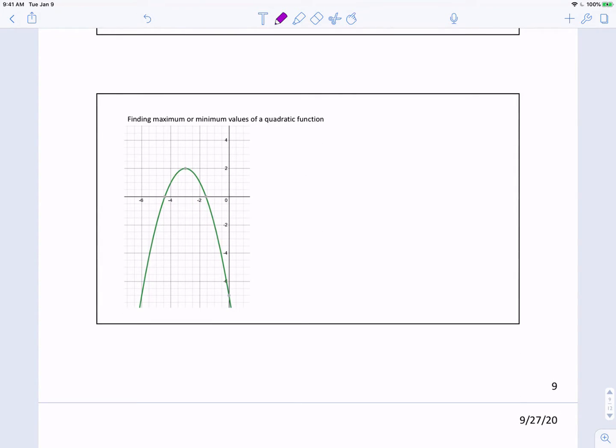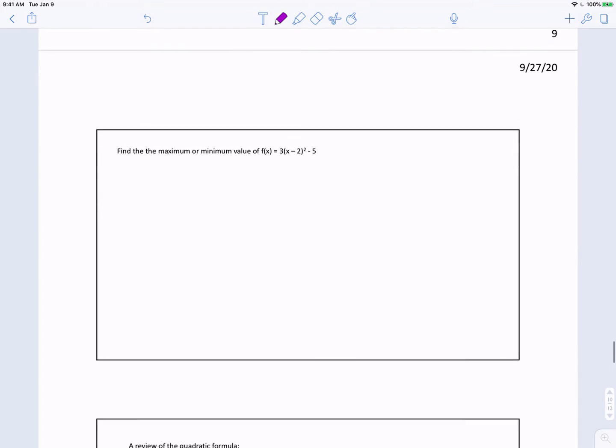Notice this function has a maximum value. So the coordinates of this vertex are (-3, 2). So we would say that this function has a maximum value of 2. So that's the highest y coordinate you'll find on the graph. And it occurs where x is equal to -3. A maximum value of 2 at x equals -3.